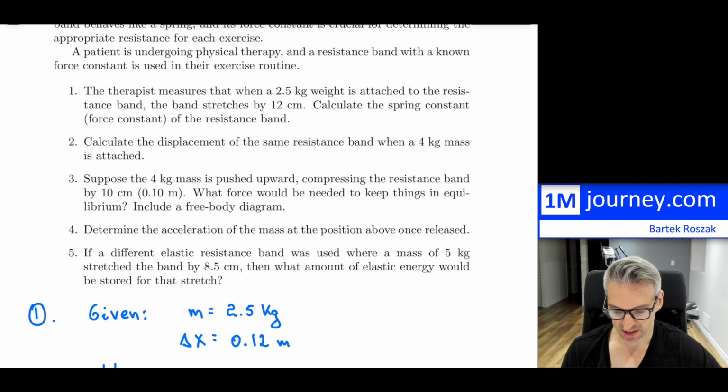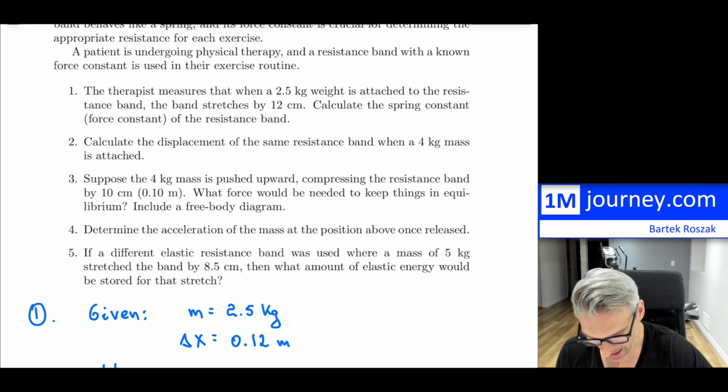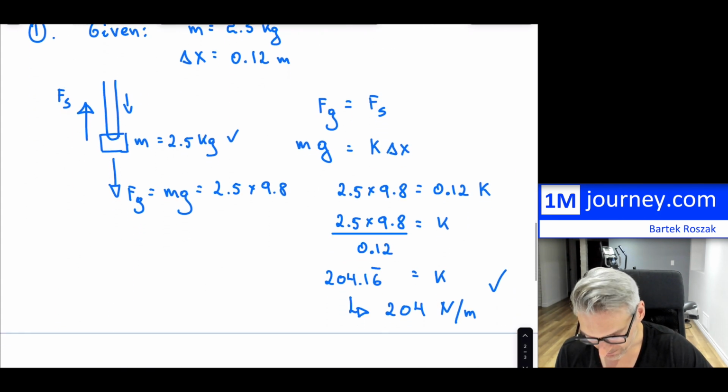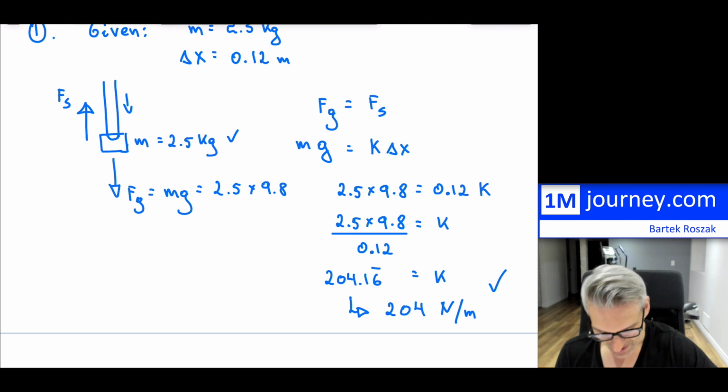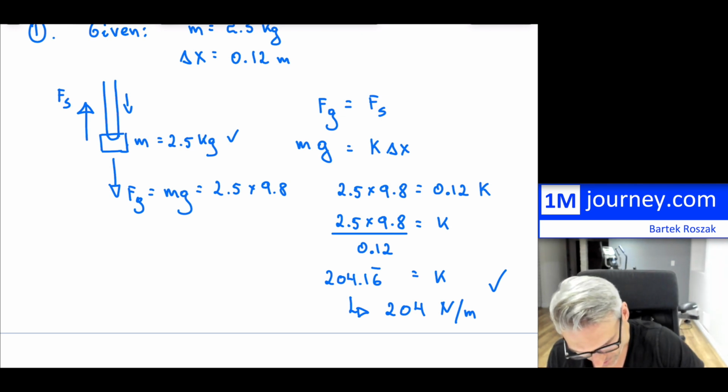Calculate the displacement of the same resistance band when a 4 kilogram mass is attached. So if you now increase the mass or the weight, what will happen? Now we're going to assume that the resistance band acts as an ideal spring, or an ideal elastic band, so it's going to carry the exact same constant. So here's our constant that we found.